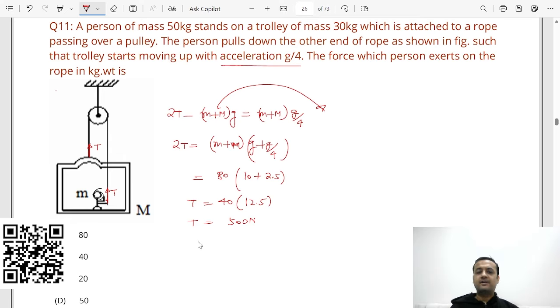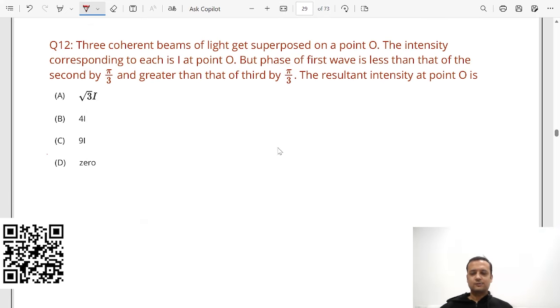Do you know what kilogram weight is? Basically, Newton divided by gravity. If the answer is in Newton, you have to divide it by gravity, and you get the value in kilogram weight. So 500 Newton divided by g, which is 10, becomes 50 kilogram weight. Okay, thank you. Let's look at this question.